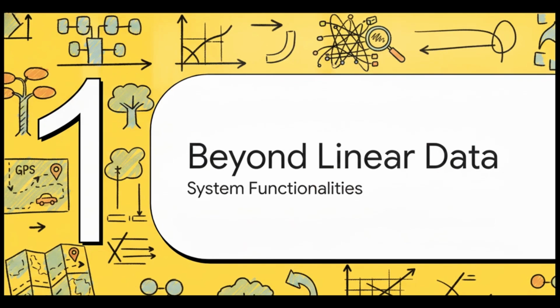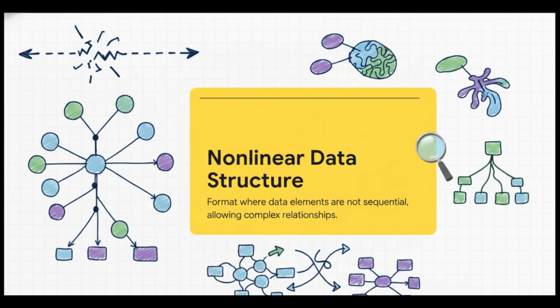Section 1. Beyond linear data structures. Modern system functionalities, from your GPS down to the search engines you use every single day, they require a massive leap beyond standard arrays and lists. This leap is the nonlinear data structure. Basically, it's a format where data elements aren't arranged sequentially or linearly. Instead, they allow for complex, hierarchical, and interconnected relationships. Grasping this overarching concept is totally vital, because this foundational shift is exactly what allows developers to explore radical design alternatives that are frankly impossible with just a straight line of data.